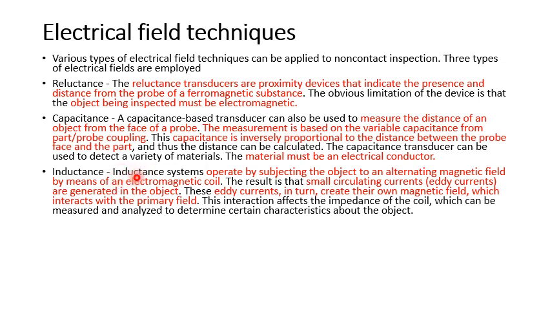Next device is the inductance based transducer. The inductance system operates by subjecting the object to an alternating magnetic field by means of an electromagnetic coil, which results in small circulating currents, eddy currents, being generated in the object. These eddy currents in turn create their own magnetic field which interacts with the primary field. This interaction affects the impedance of the coil, which can be measured and analyzed to determine certain characteristics about the object. So these are the methods connected with electrical field techniques.